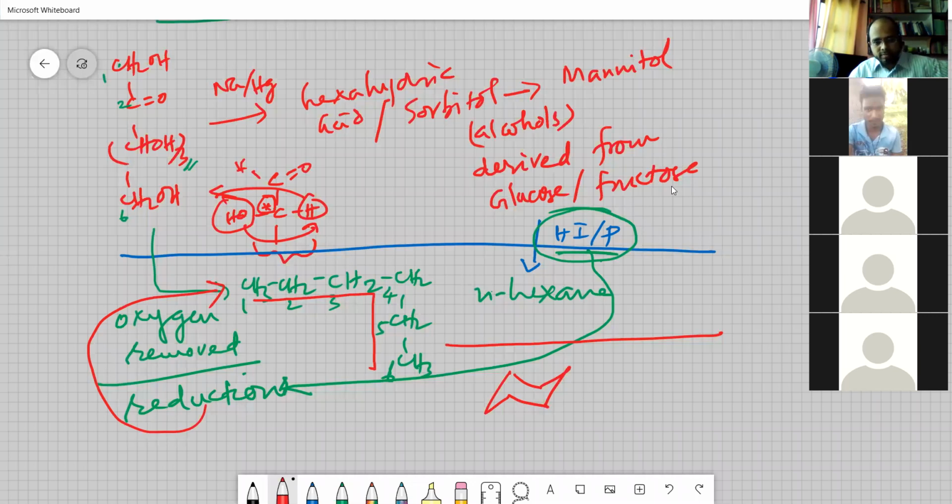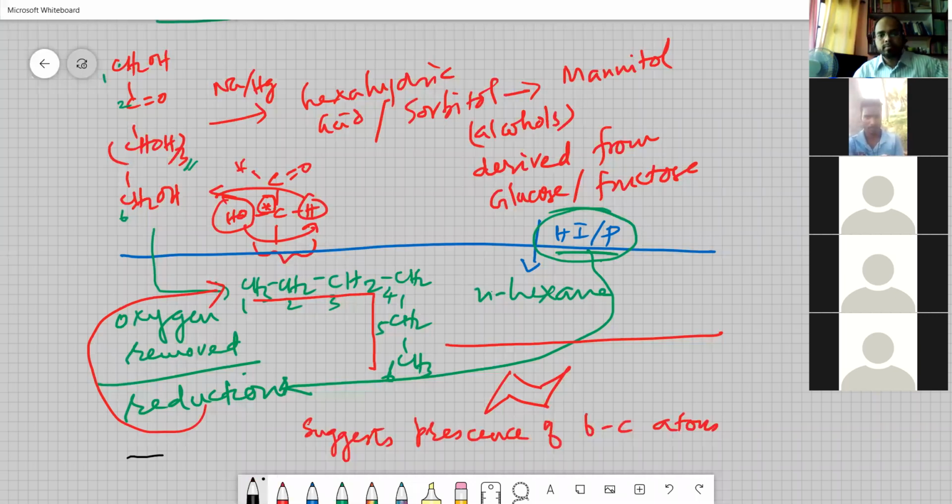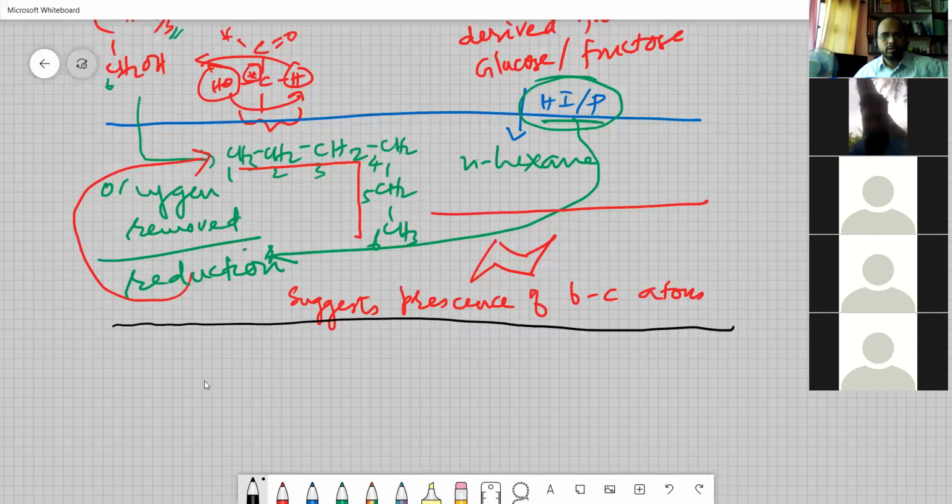it suggests the presence of 6 C atoms. This is the last line you have to write. Suggests the presence of this. Okay. So it is clear we have seen two reactions.